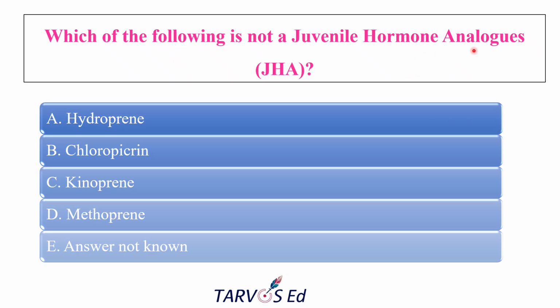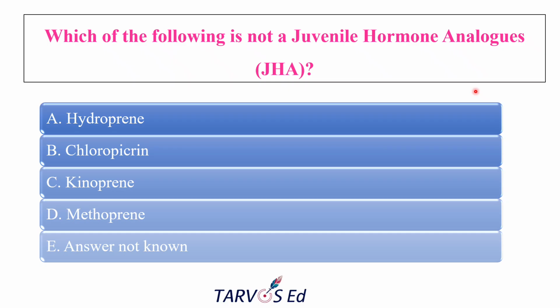This juvenile hormone analog will disrupt metamorphosis. Metamorphosis means the life stages of the insect. So the insects cannot molt to adult. It will keep the insect in the larval or pupal stage.